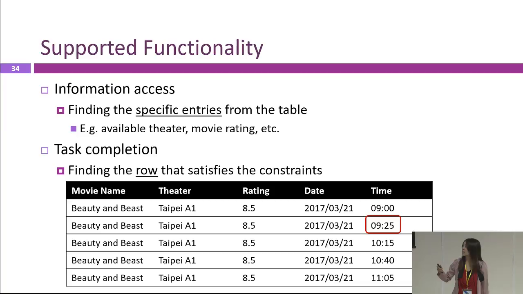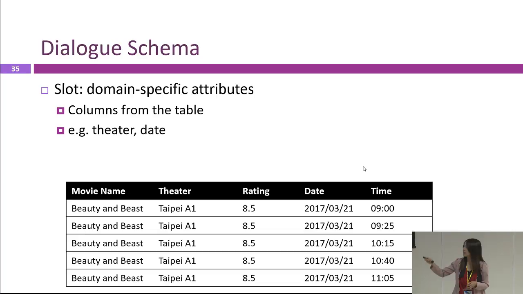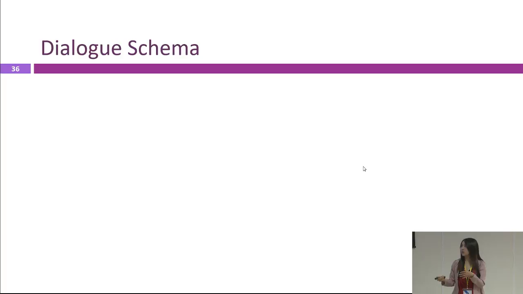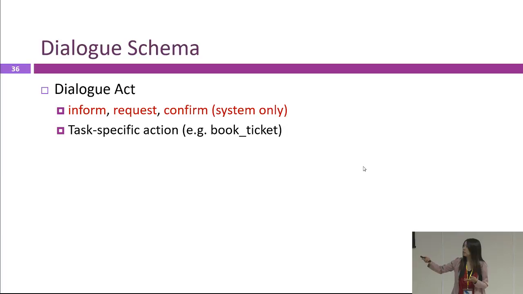So in a dialog schema, these are all domain-specific attributes. We can imagine we have a lot of slots, like the theater slot, rating slot, date slot, and time slot, which belong to the columns in our database. And also, when we do the interaction, we need to allow different types of dialogue acts. Usually, the classic three are inform, request, and confirm, as I mentioned before. We can also provide task-specific actions, for example, when you need to do some transaction like booking a ticket. And you can also support thank you or greeting dialogue acts. But these three are the most important.